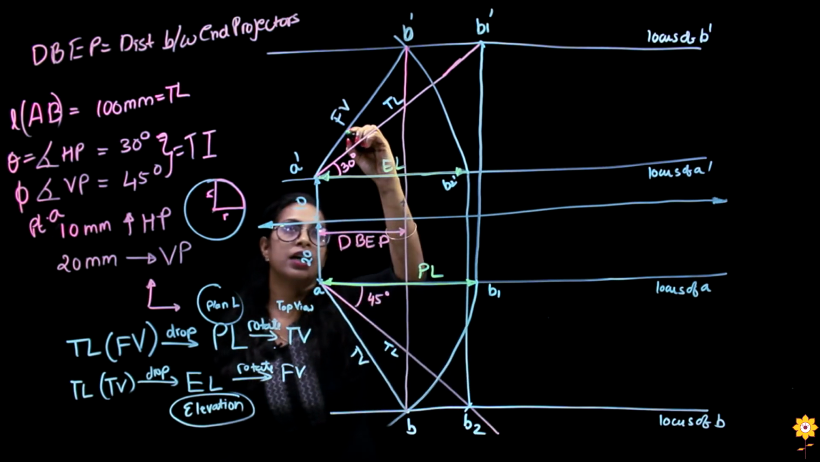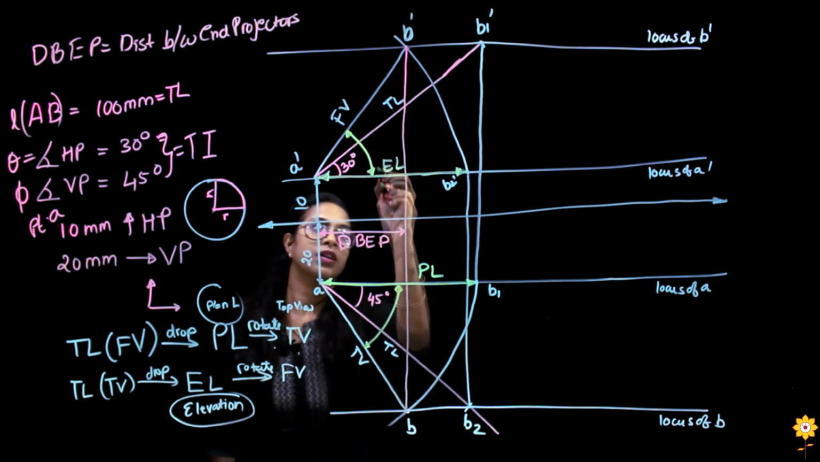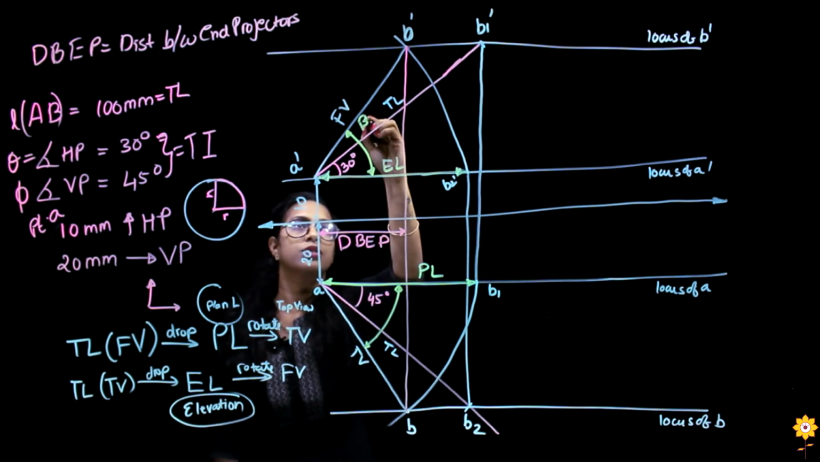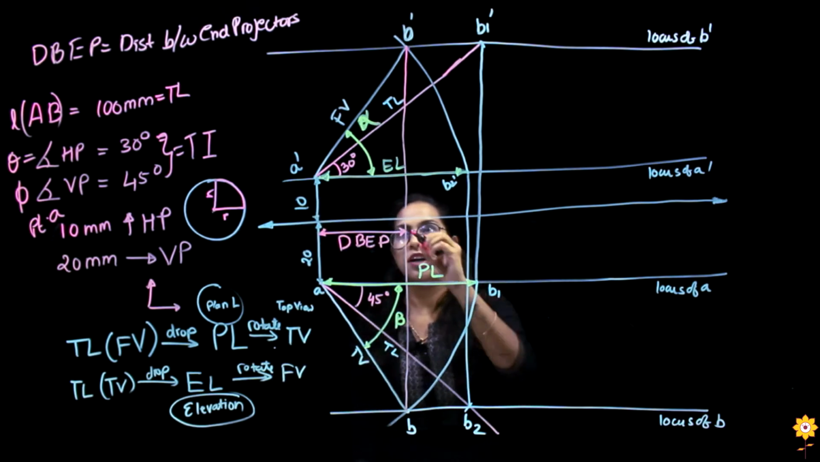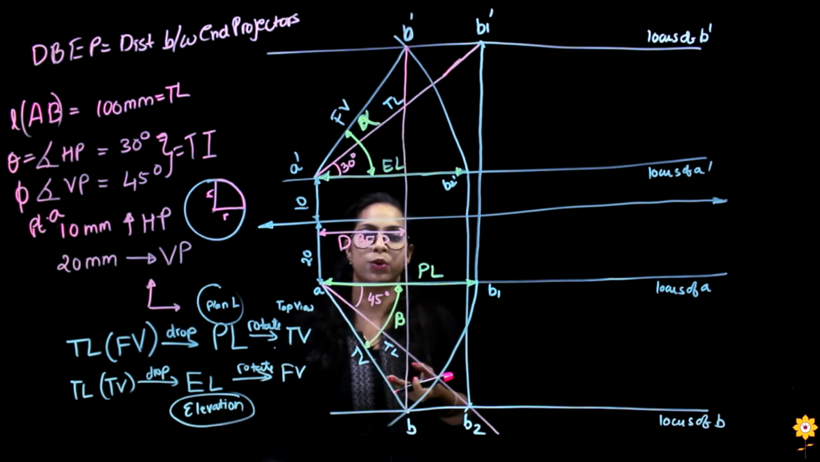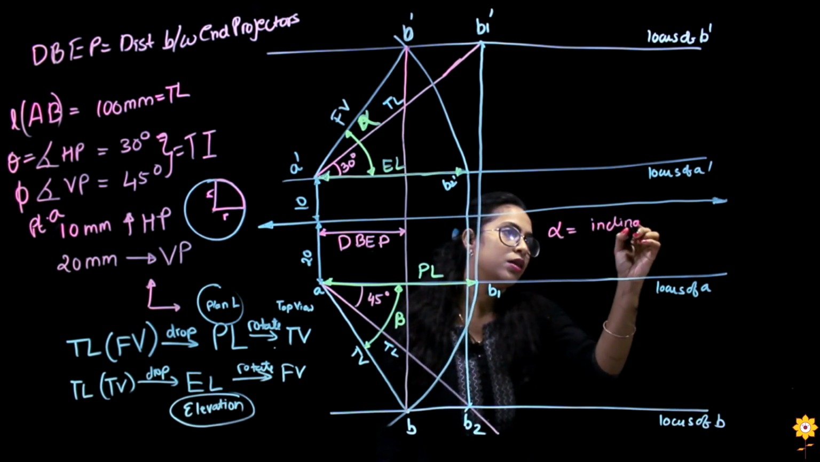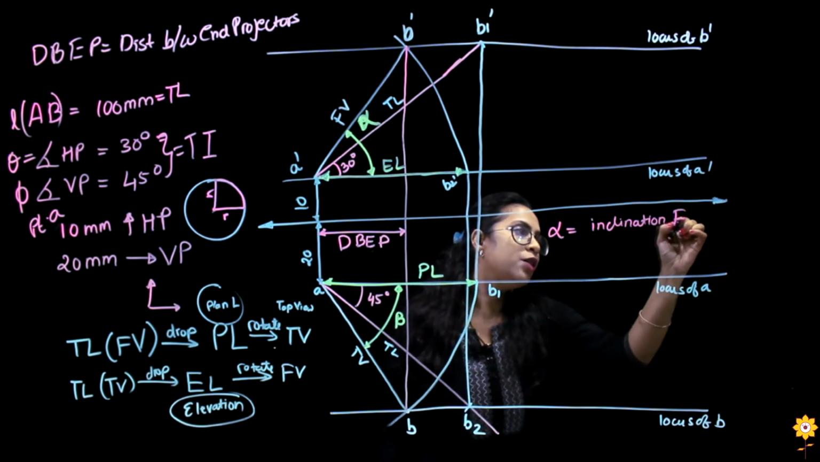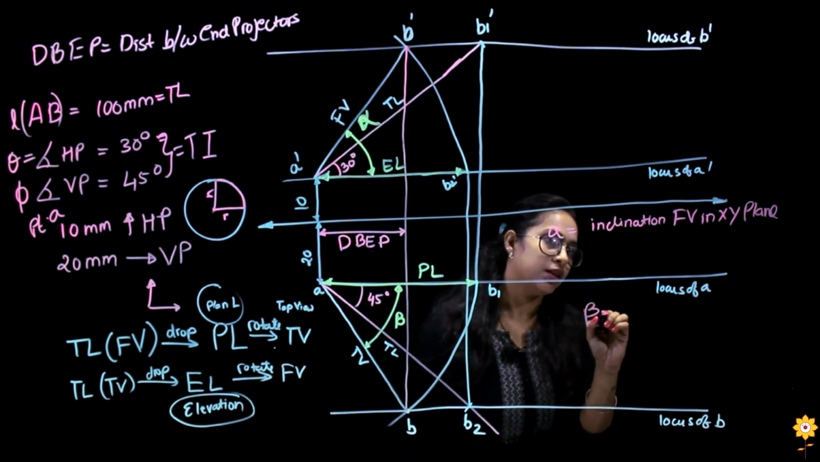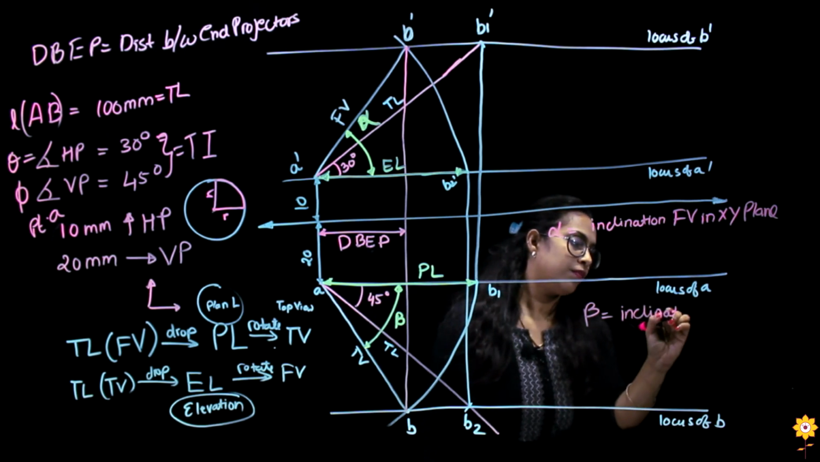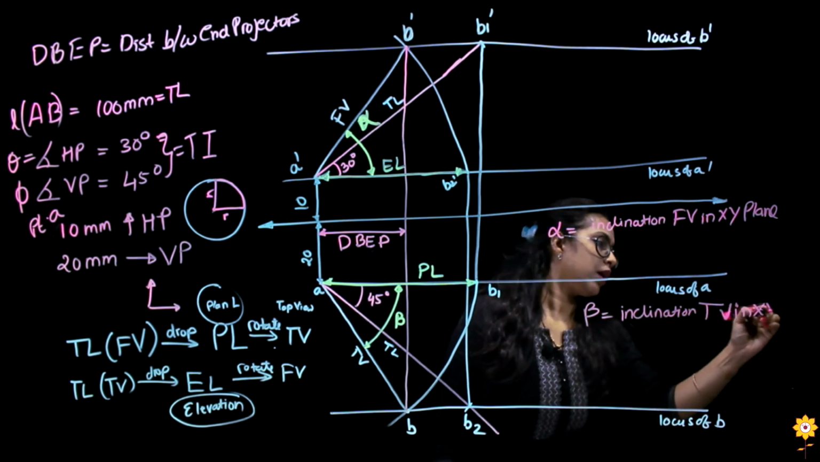And now one other angle that we have is this angle. This angle is alpha and this angle is beta. So now if we have alpha and beta, and if I have to give you information about alpha and beta, alpha is the inclination for front view in the xy plane and beta is the inclination of top view in the xy plane.